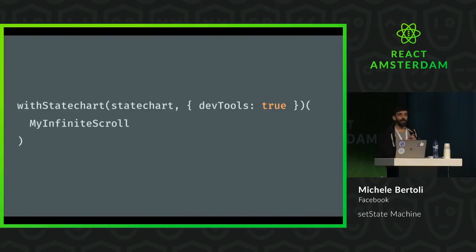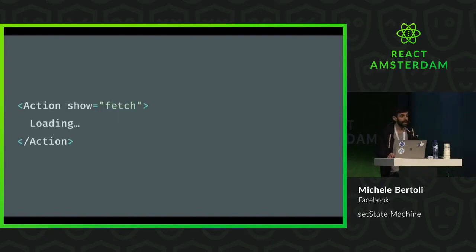The higher order component also accepts a second parameter, which is options. And if you set DevTools to true, then it's going to connect the state machine to the Redux DevTool extension. So you can have super cool debugging functionalities like time travel, because it's pretty similar to Redux in a way, where you have the state and you have the events that mutate these states. It also gives you these action components, so you can say, I want to show these children of this component only when the fetch action happens. So it's basically a conditional that makes things a little bit cleaner in your render method.